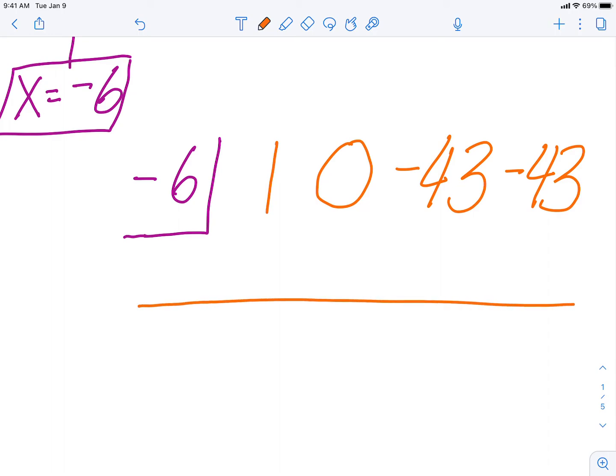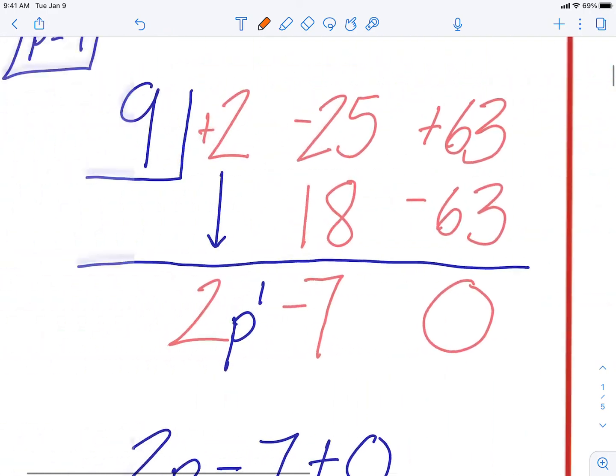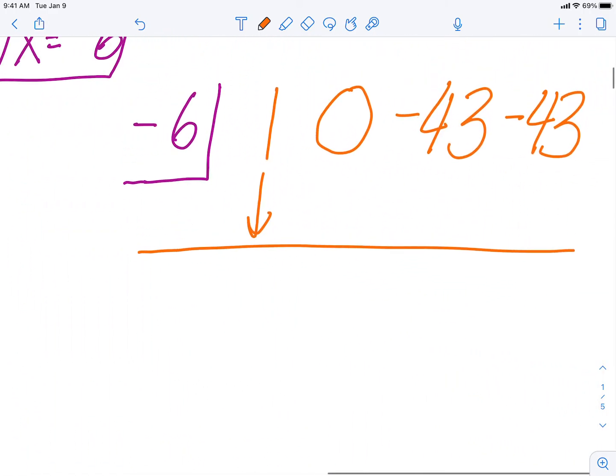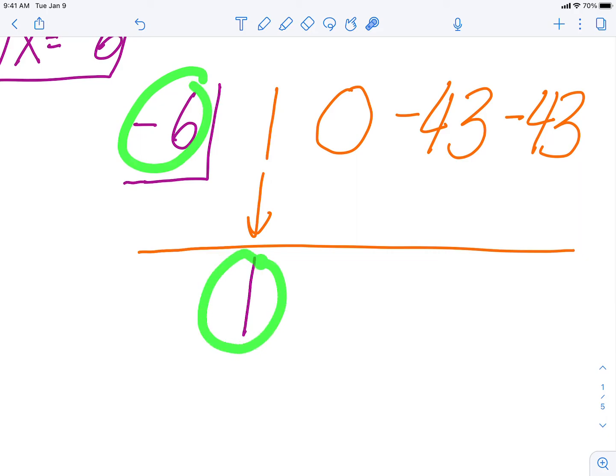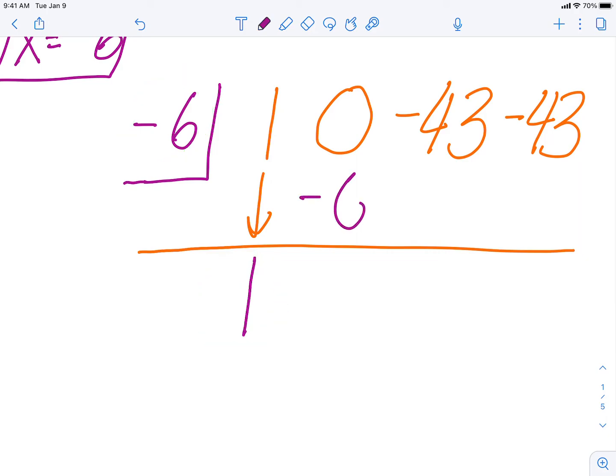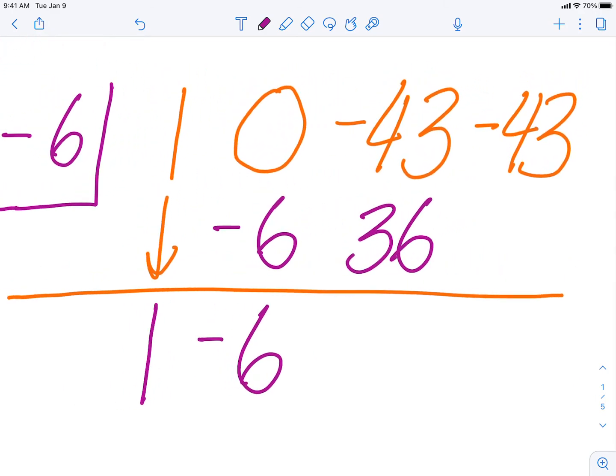I draw my line, I draw my arrow, let's see here, yep. And I'm going to bring down my positive 1 here. Okay. Negative 6 times 1 is negative 6. 0 and a negative 6 are different signs. 6 minus 0 is 6, and it's a negative because 6 is negative. Okay. Negative 6 times negative 6 is a positive 36. 36, just like this. Okay.